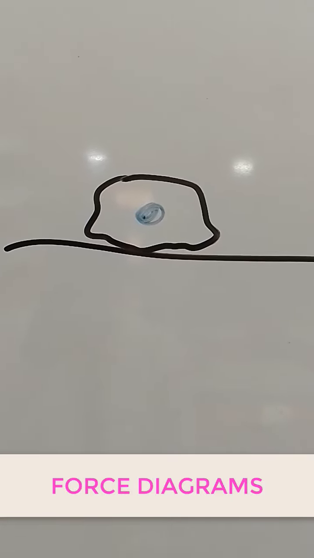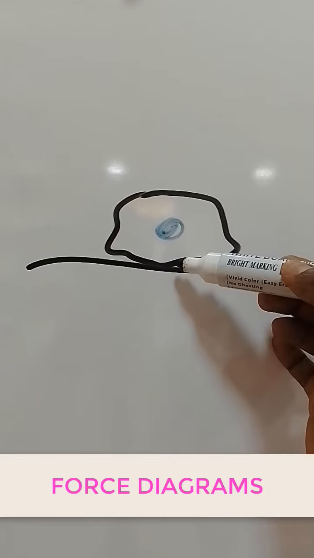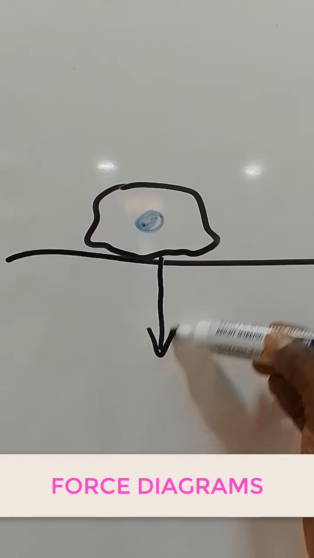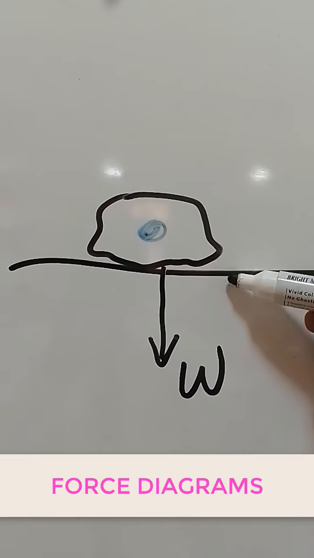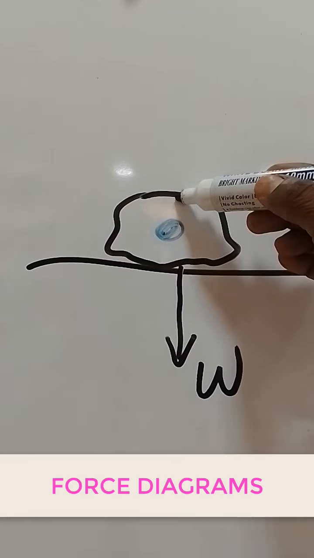Here is a stone lying on the floor. The stone exerts a weight on the floor. And the floor exerts a normal force on the stone.